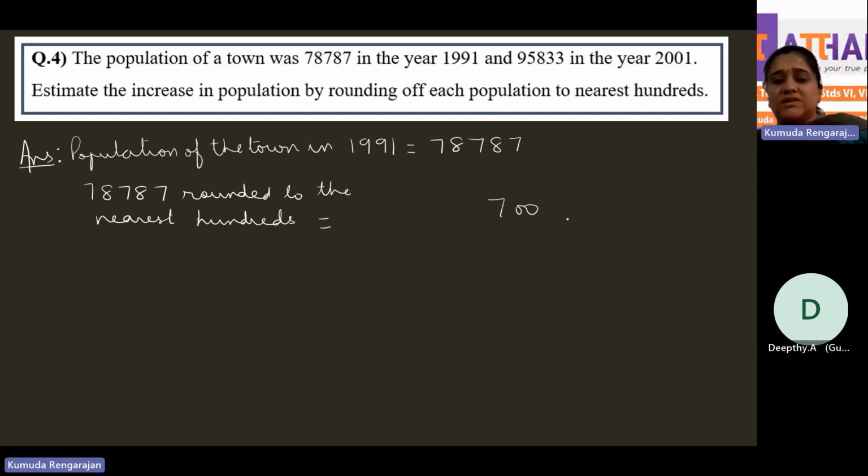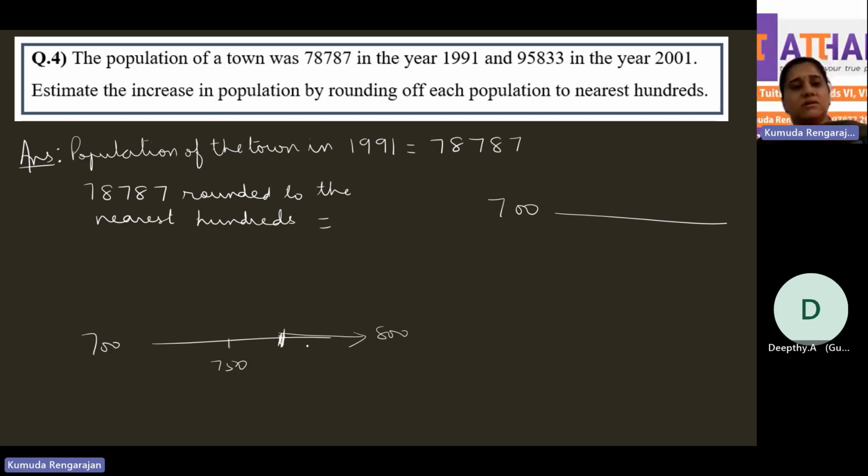See here, 700. See here, 800. All this you should do in your mind. You don't have to write all this. In the middle, we have 750. And where is 787? Somewhere here. So round it up to the next 100, 800. If it is on the lower side, then it goes to 700. If it is exactly 750, it becomes 800.